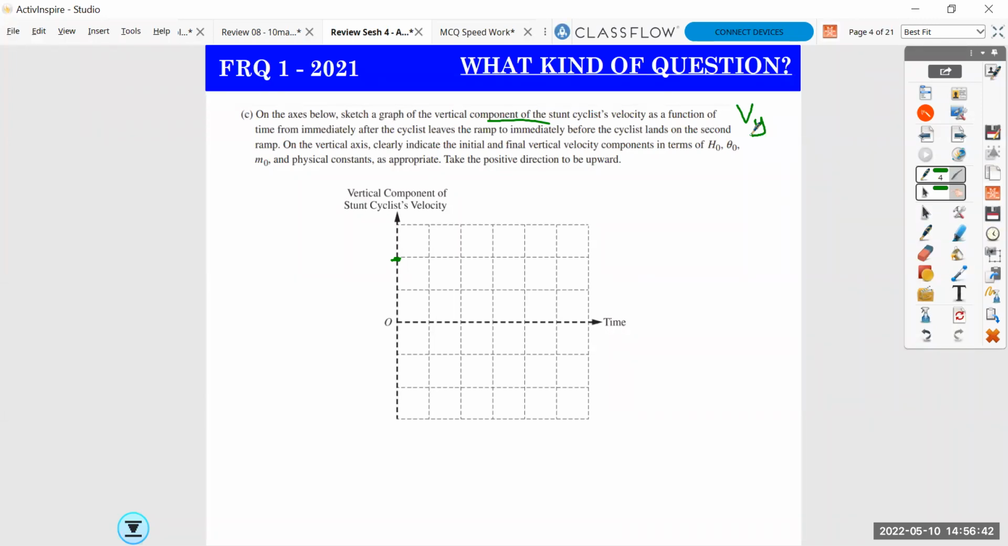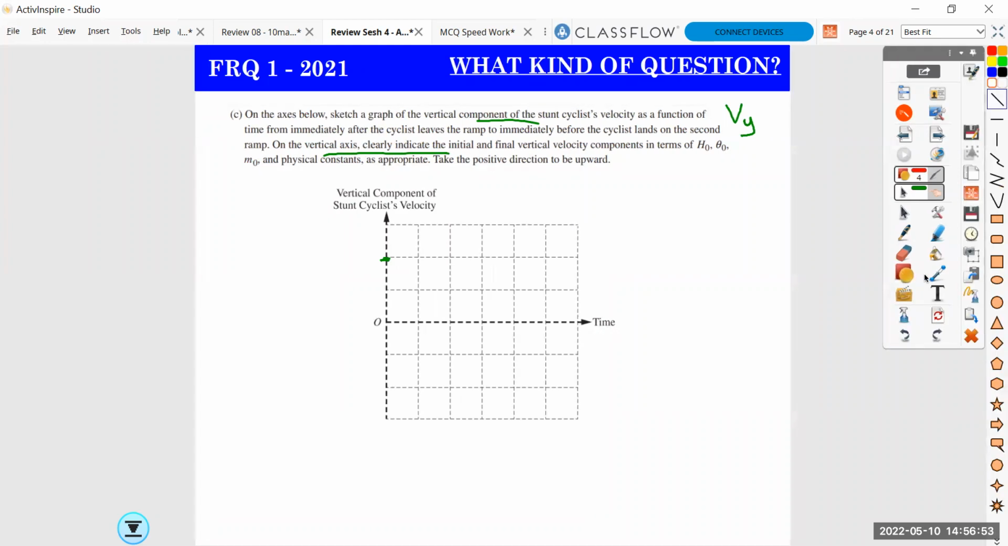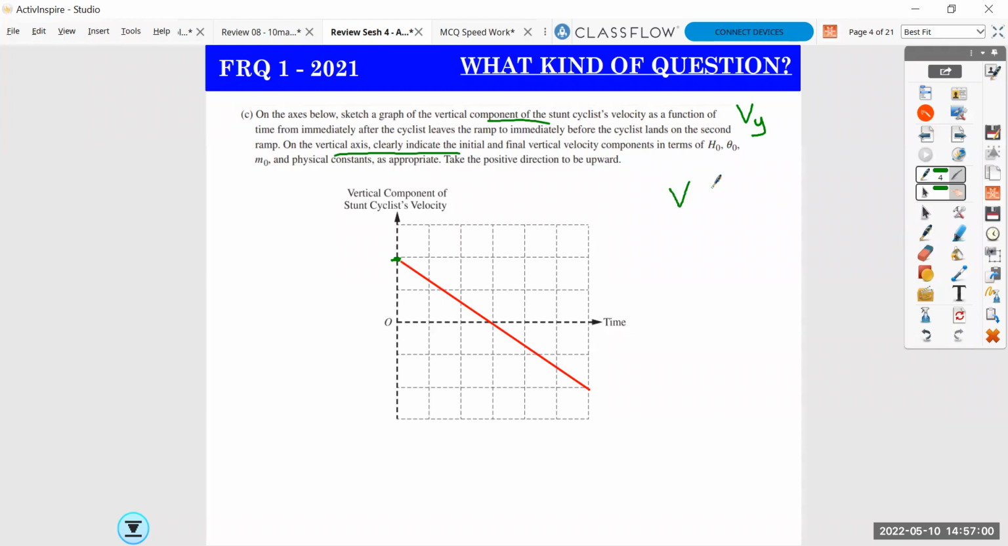On the vertical axis, so they want me to write something on the vertical axis. Clearly indicate the initial and final velocity components. Okay, we'll get there in a moment. So I know that we start off at some positive y velocity, but as we go up, we should slow down. And it's really important that this be linear. Why should it be linear? Well, this is a velocity versus time graph, and the slope on a velocity versus time graph tells me the acceleration. The acceleration in the y direction should be constant. It should just be negative g. So it should have a constant slope in this direction.